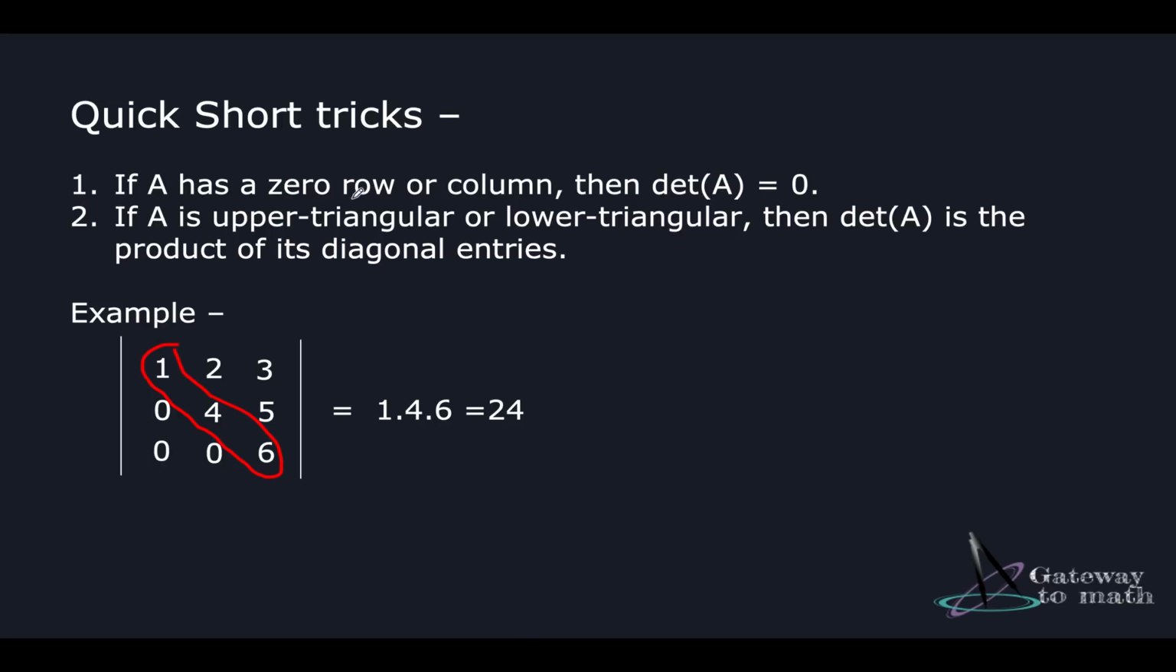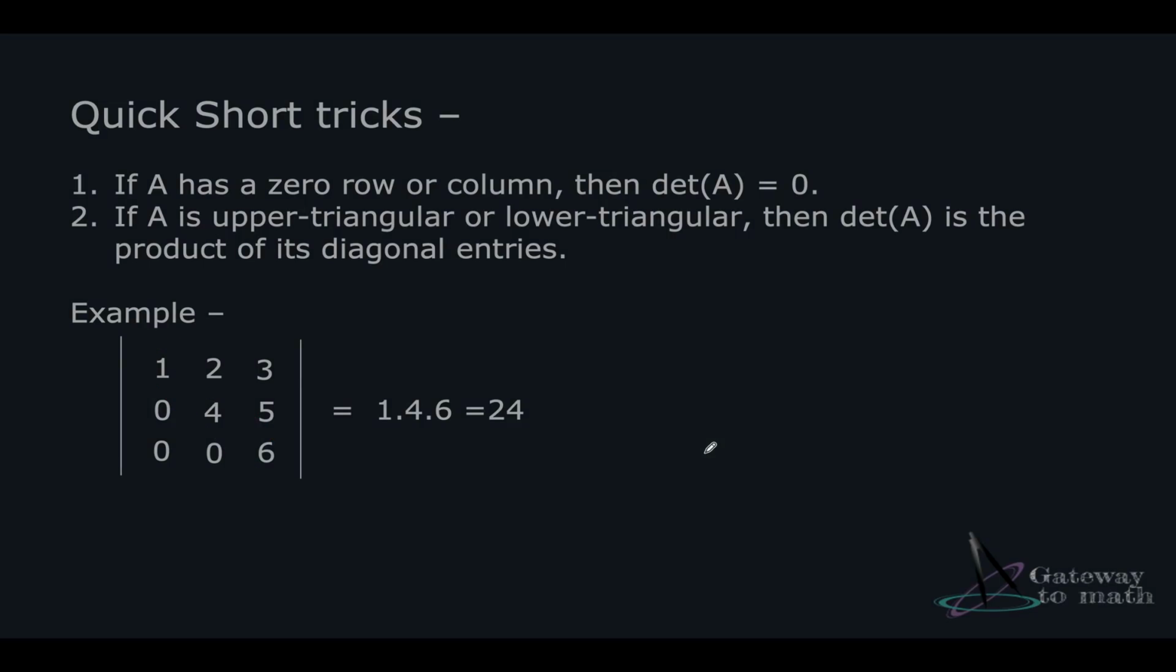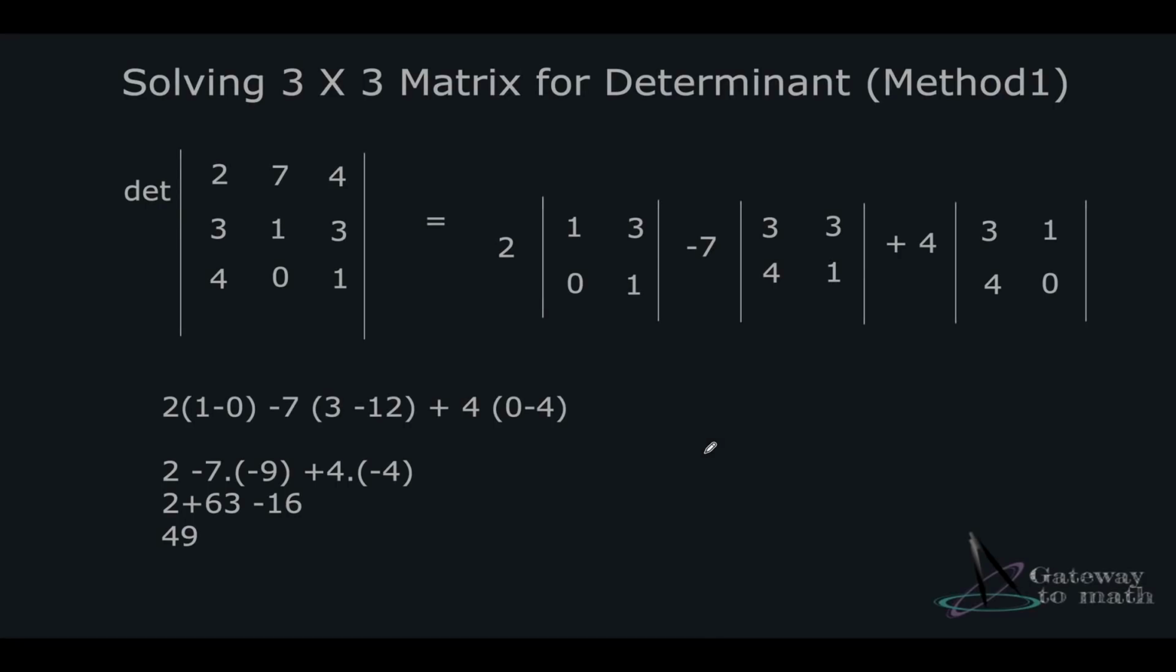And if A has a 0 row or column, then the determinant of A is 0. So if any row or any column in a matrix is 0, then the determinant itself becomes 0. You have to keep this in mind as well. These are just some tricks for us to compute the determinant faster.